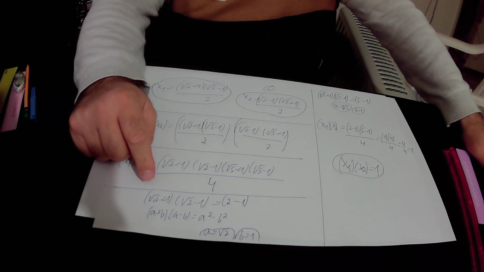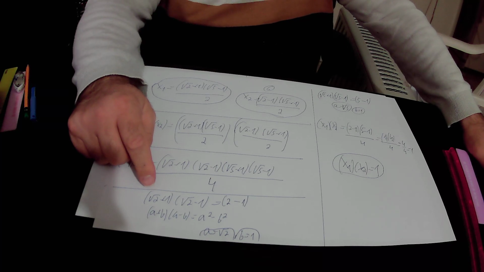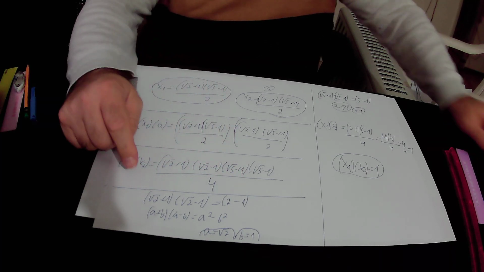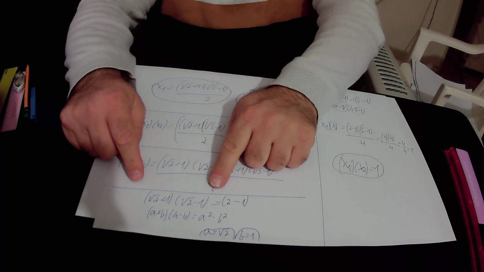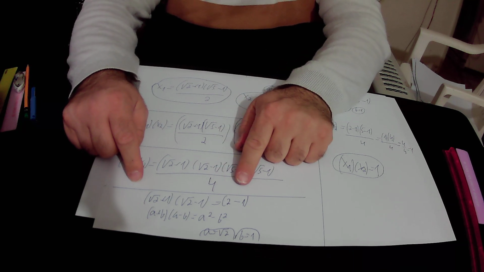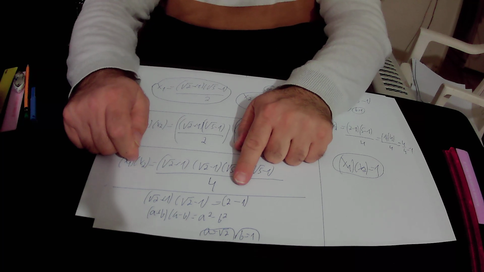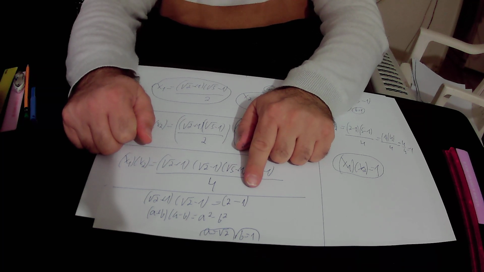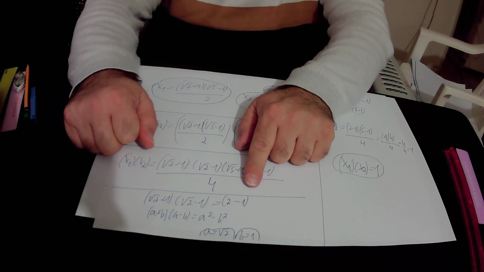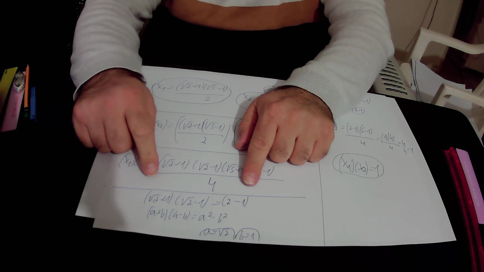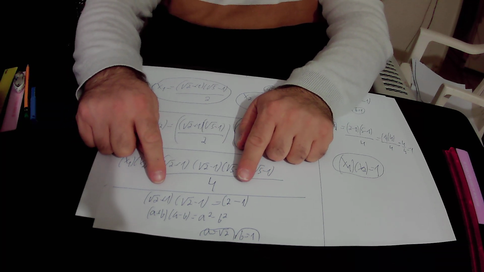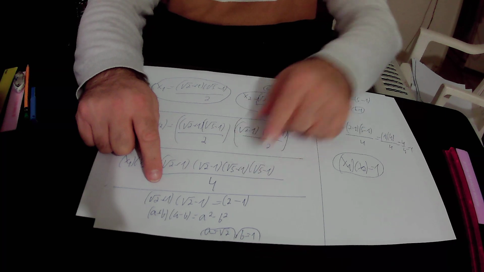In our specific expression, a equals square root of 2 and b equals 1. So this expression equals a squared minus b squared. a squared is square root of 2 squared, that is 2, and b squared is 1 squared, which is 1. So we found that square root of 2 plus 1 times square root of 2 minus 1 equals 2 minus 1, that is 1.